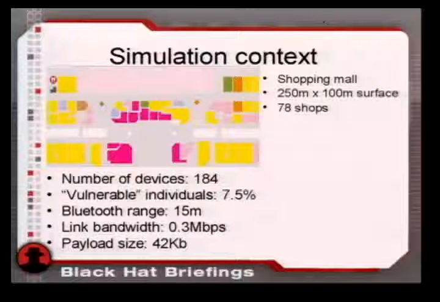Okay, we consider a simple simulation context. We consider a shopping mall with the surface you can see in the slide, 78 shops and something like that.